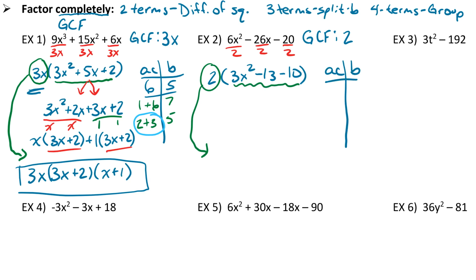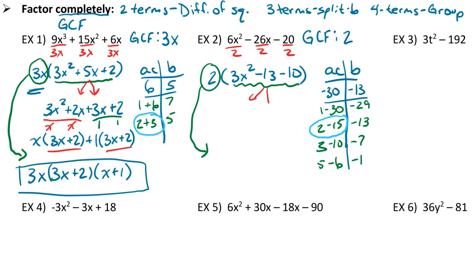So we go ahead and make our chart. A times C will be 3 times negative 10, which is negative 30. And our B will be negative 13. So factors of 30: 1 and 30, 2 and 15, 3 and 10, 5 and 6. B is negative, so we know that all of our bigger numbers need to be negative. And AC is negative, which means they need to be different signs, so that part's already covered. So we can go ahead and add these up. We would get negative 29, negative 13, negative 7, and negative 1. The negative 13 is the one we're looking for, so these are our factors.